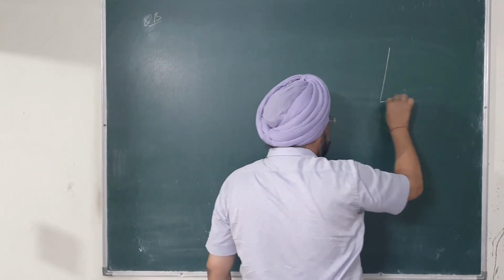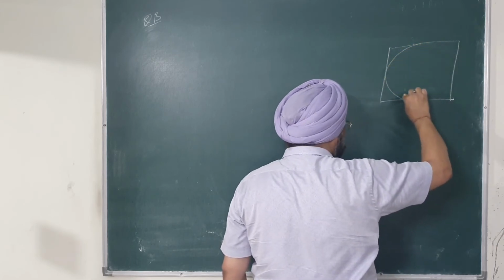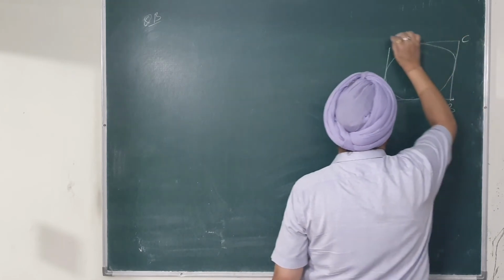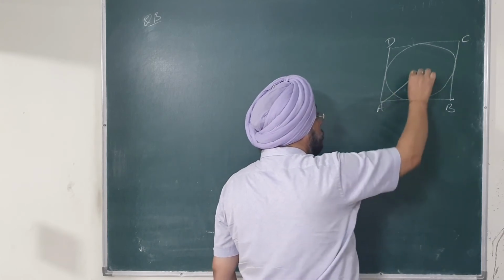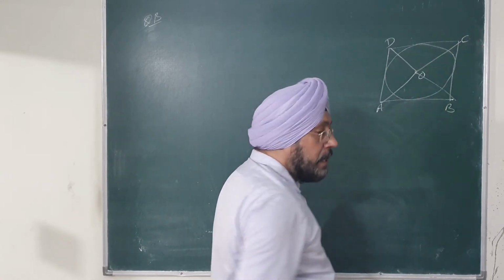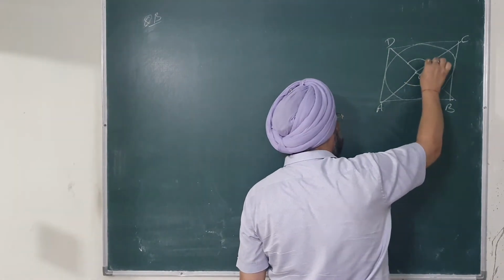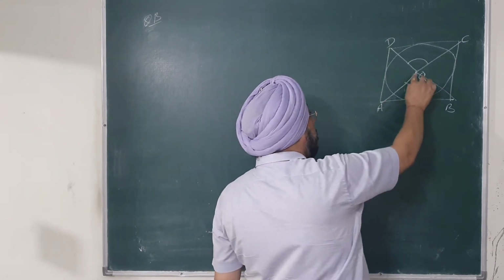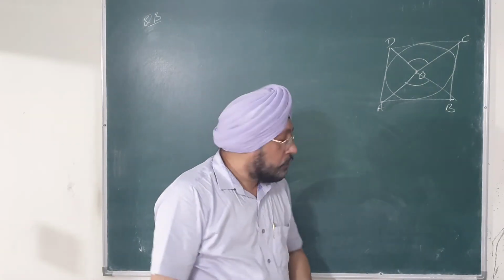So let us suppose that this is any quadrilateral circumscribing a circle with center O. We have to prove the sum of the opposite angles formed by opposite sides of this quadrilateral is supplementary. Means we have to show angle AOB + angle COD = 180 degree, or similarly angle AOD + angle BOC must be equal to 180 degree. Now let's see how to do it.